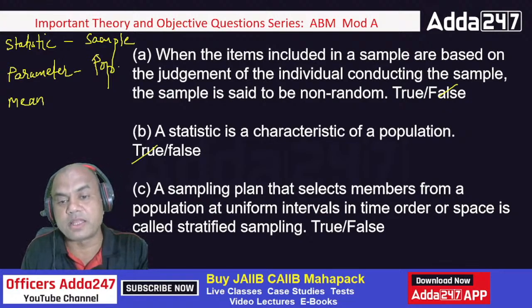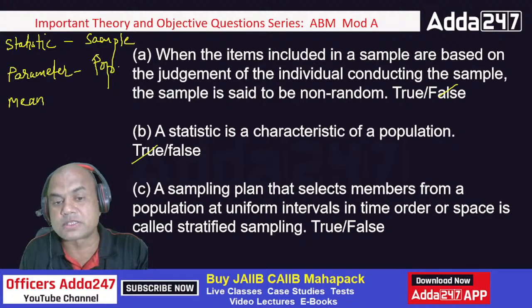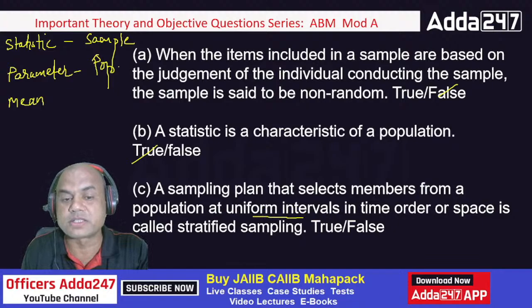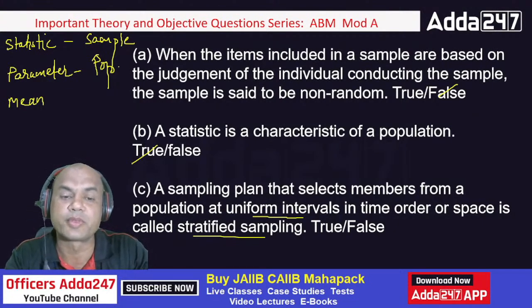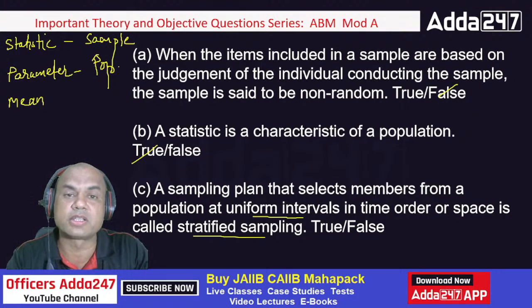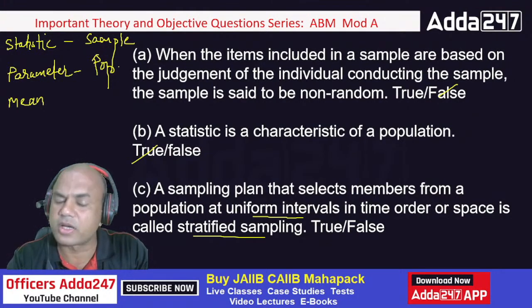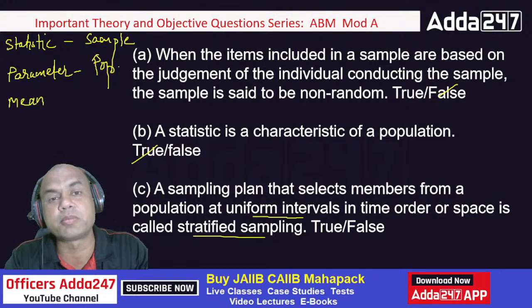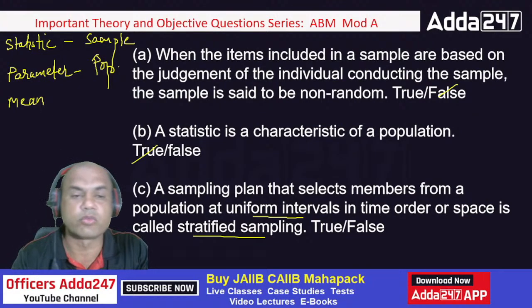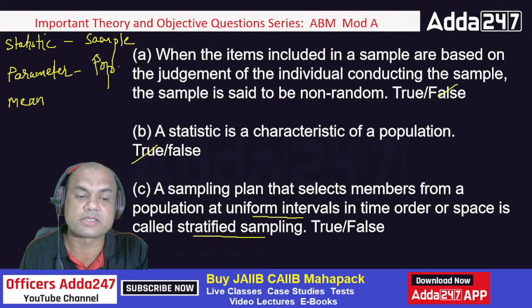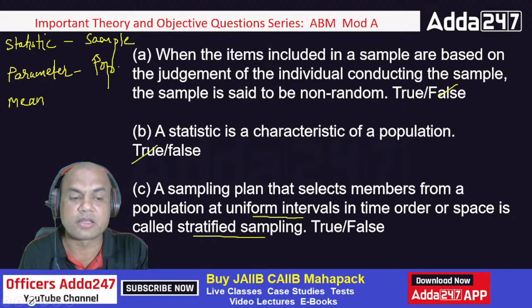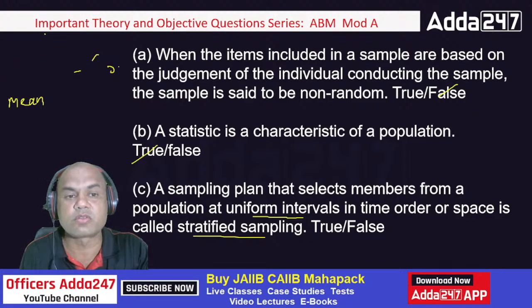A sampling plan that selects members from a population at uniform intervals in time, order or space is called stratified sampling. Now this answer I wanted from you. Uniform intervals. Tell me, what are the 4 types of probability sampling? Everyone, tell me. Till then I'll rub this. What are the 4 types of probability sampling? Everyone.